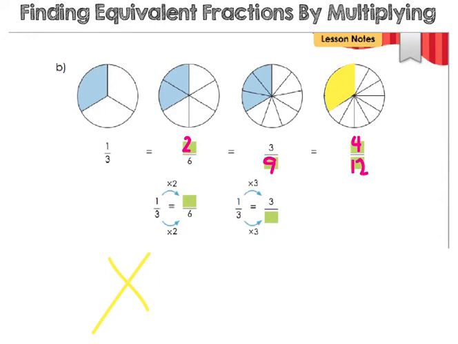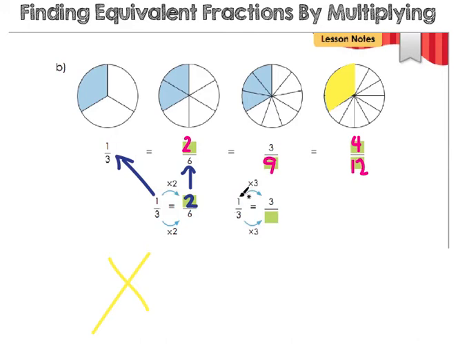So let's do the first one. They already gave you part of the answer. Okay? 3 times 2 is 6. It's already there. So 1 times 2 is 2. Perfect. So 1/3 is the same as 2/6 as we had it here. Can you see? 1/3 and 2/6. And we did it without drawing the picture.